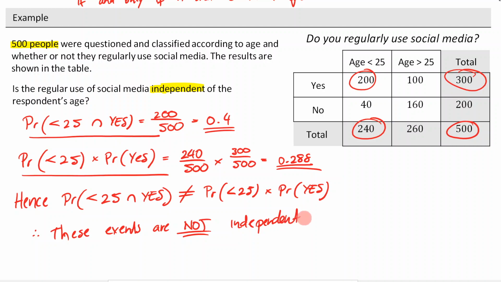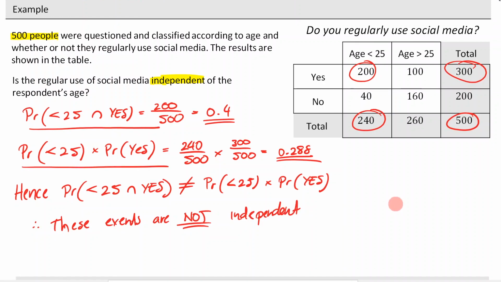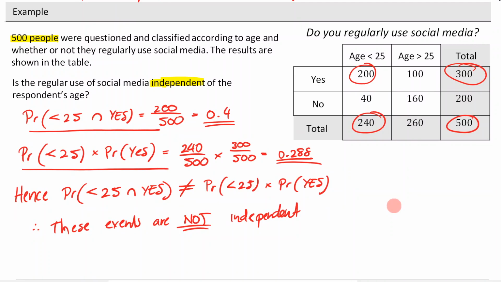Perfect. Now that we've thought about it mathematically, let's also think about it using our common sense. Do you think a person's age impacts or has an effect on their regular use of social media? Absolutely. The younger you are, the more likely you're spending a lot of time on social media. So your age does impact your use of social media. But this is a maths class, so we need to think about things mathematically and prove it mathematically. We can't just rely upon that kind of common knowledge. We need to prove it with the maths.